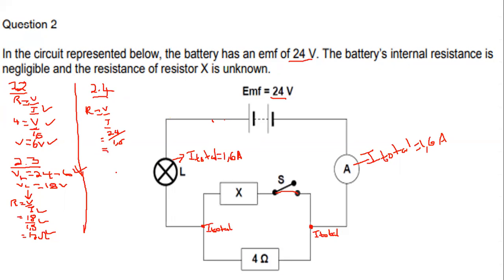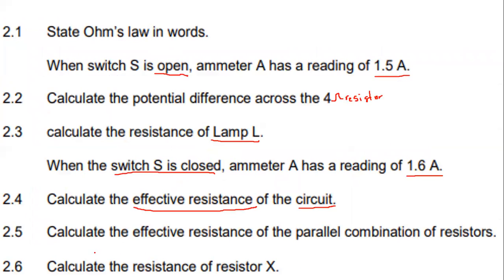And this is going to give me a total resistance of, definitely, 15 ohms. So the total resistance of the circuit is definitely 15 ohms. We get all the marks there. Very easy one. Then we are asked to calculate the effective resistance of the parallel combination of resistors.